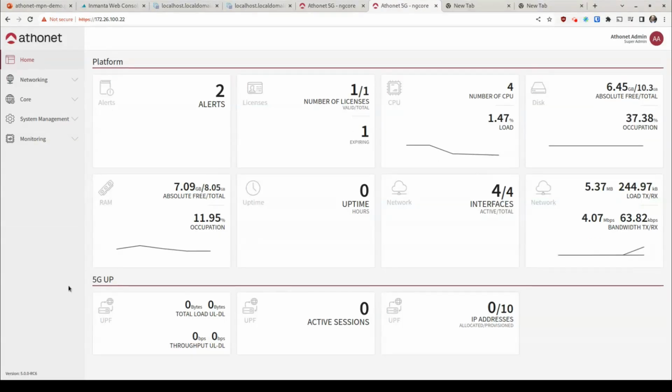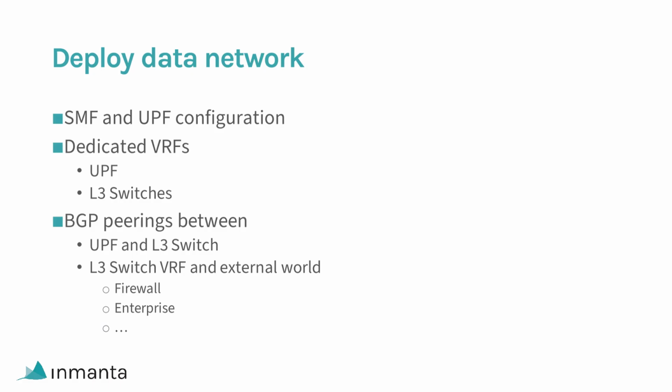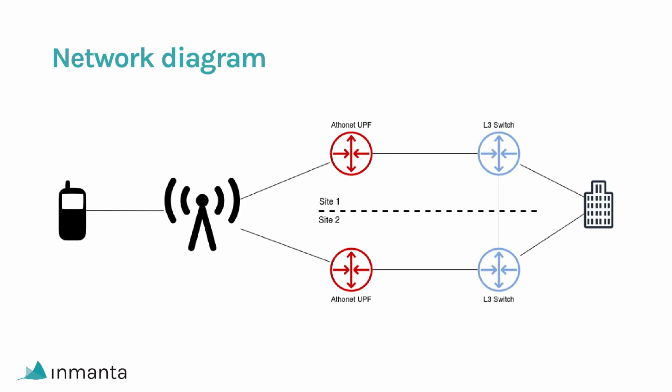This has only the user plane and it has a valid license. So the next step is to actually start deploying a data network. What we will do is reconfigure the SMF and the UPF to have a data network. We will create dedicated VRFs on the UPFs and on the layer 3 switches and set up all the BGP peerings to make sure that there is external connectivity possible.